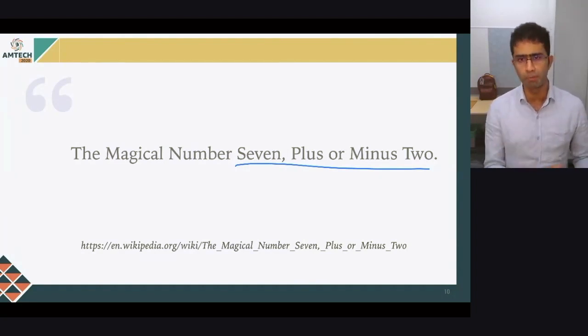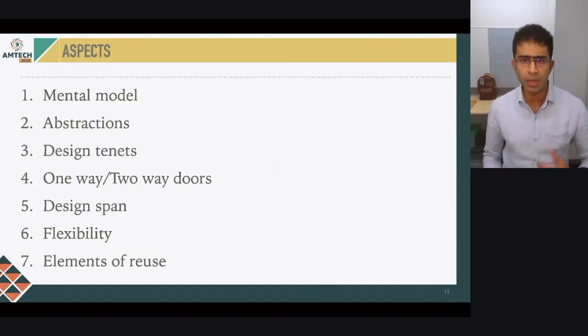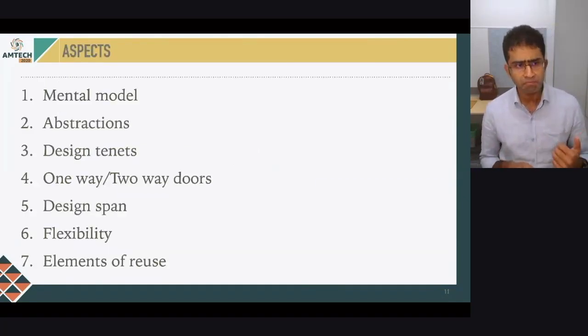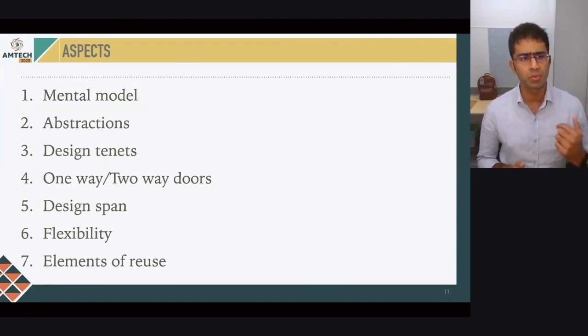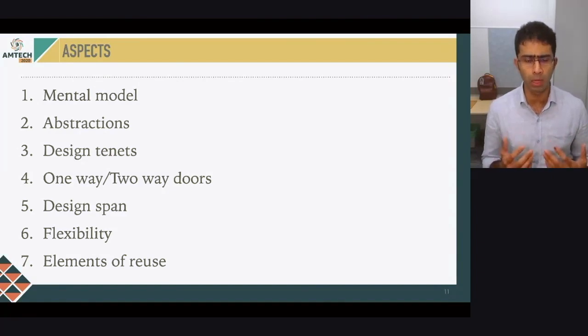So with that, let's jump into the talk. A lot of context, so let's jump in. The 7 aspects that I want to cover are these: mental model, abstractions, design tenets, one-way and two-way doors, design span, flexibility, and elements of reuse. So let's go over each one of them one by one. The way I do it is, for each one of them, I try to give a real-world analogy, then talk about a software example and leave you with some takeaway points.